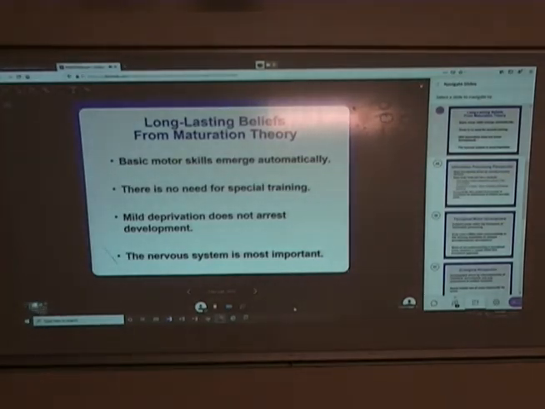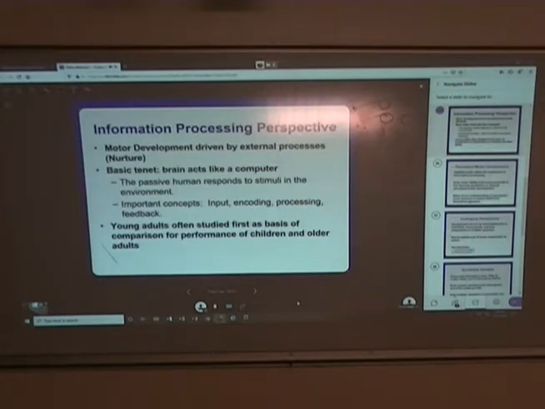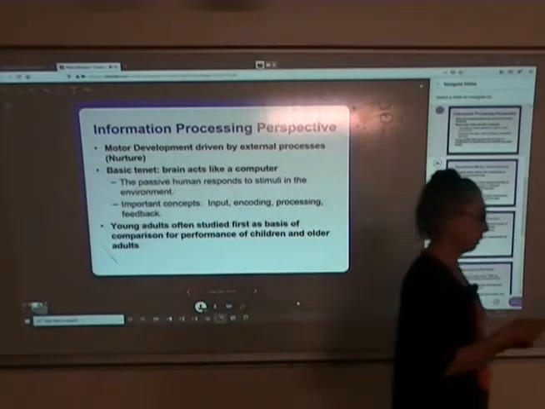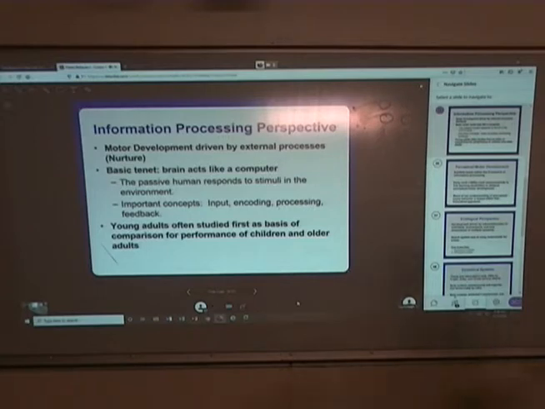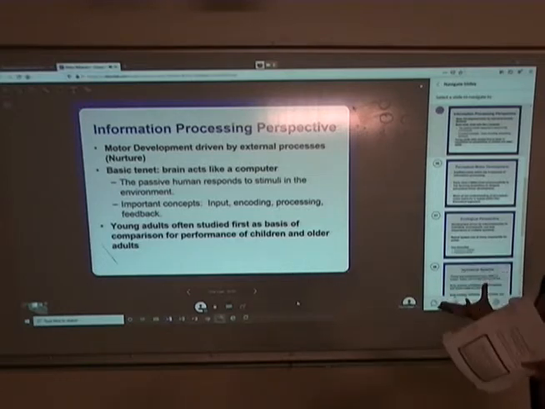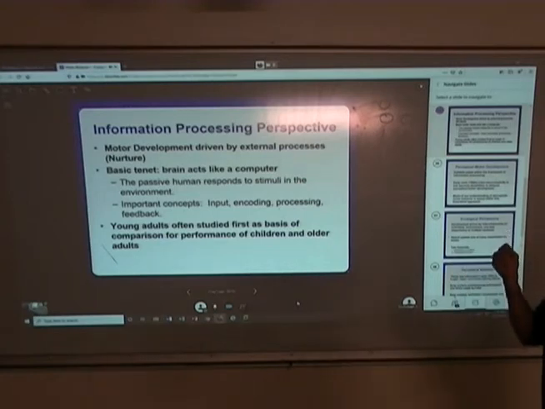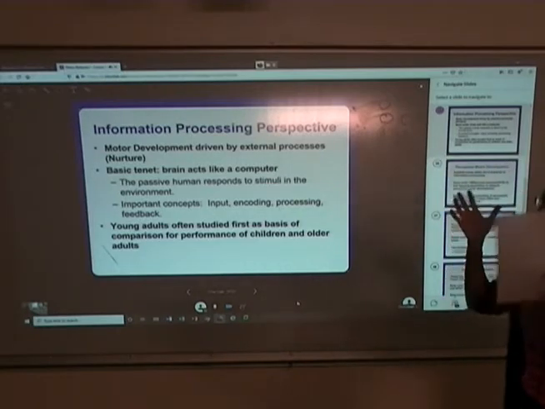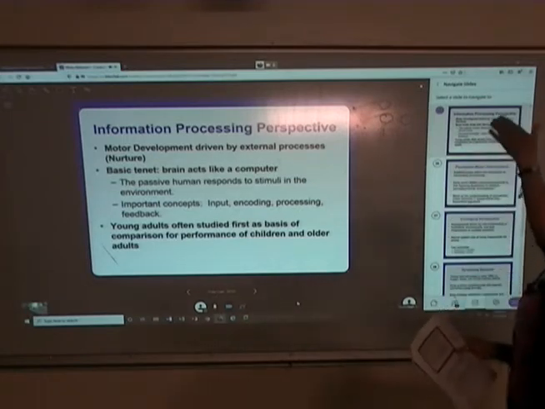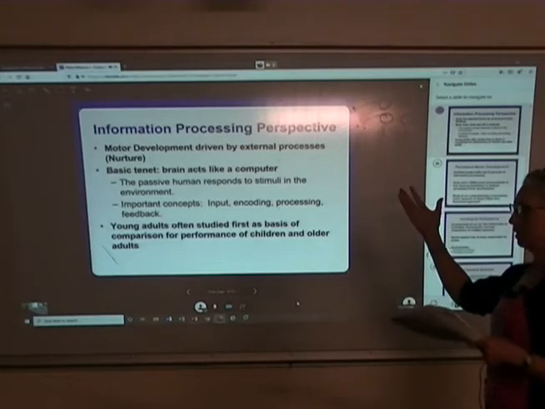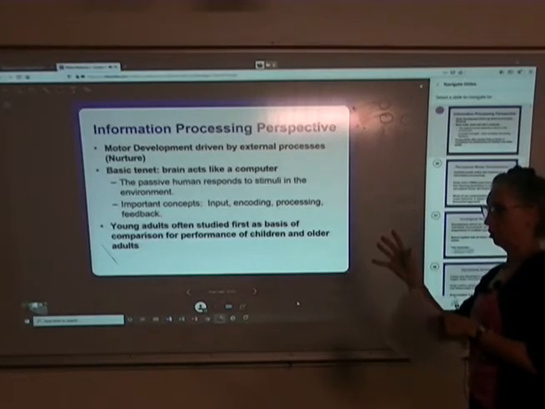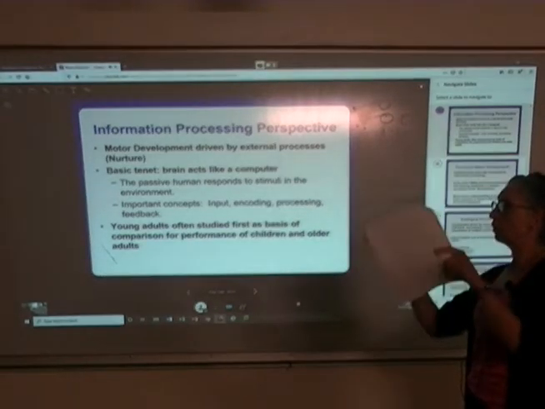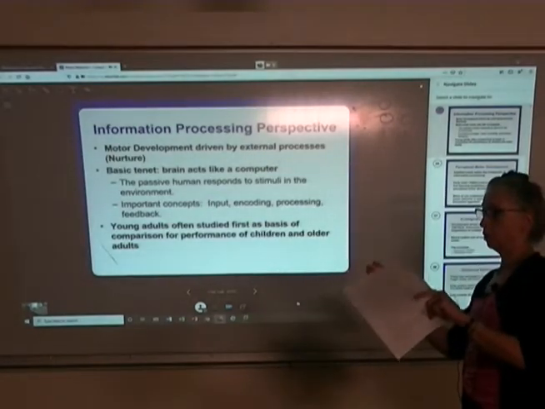So in the 70s, we have a new approach appear within the research. And this approach is called information processing, IP. And under this theory, the idea is that motor development is much more influenced, is driven by things external to the individual. So maturation theory was the nature, and information processing is more along the lines of the nurture. And so we started to have this argument going on between nature and nurture. Okay?